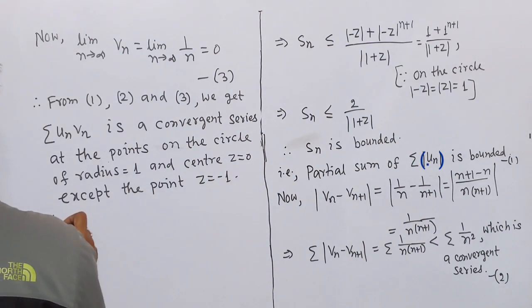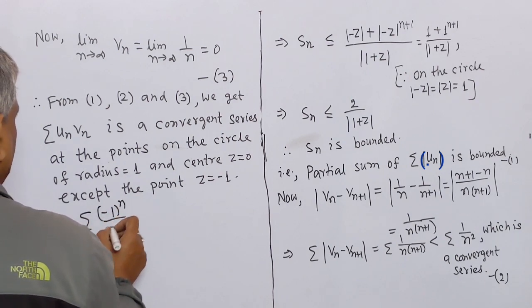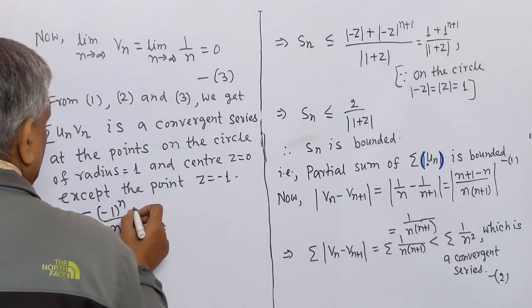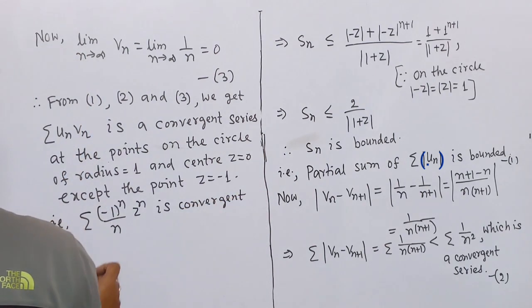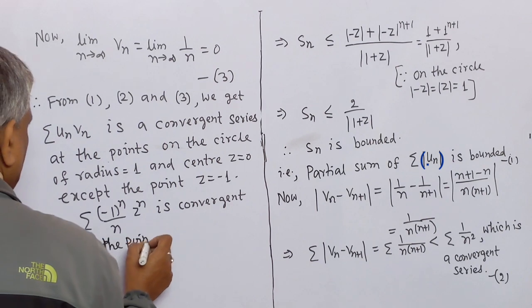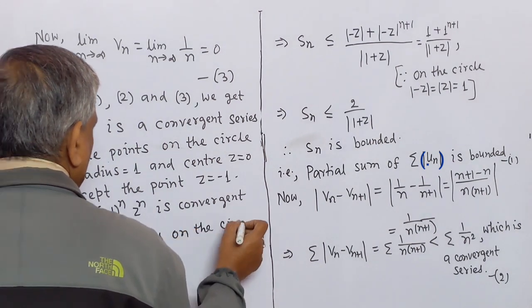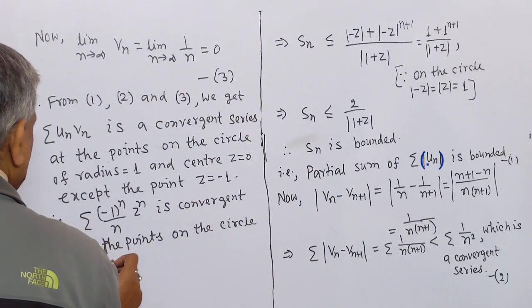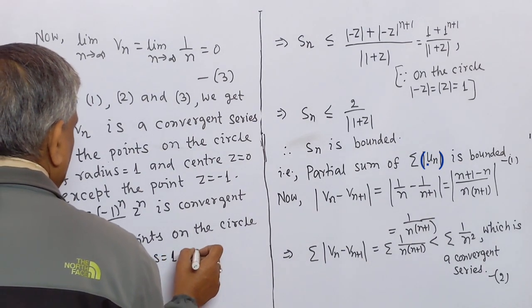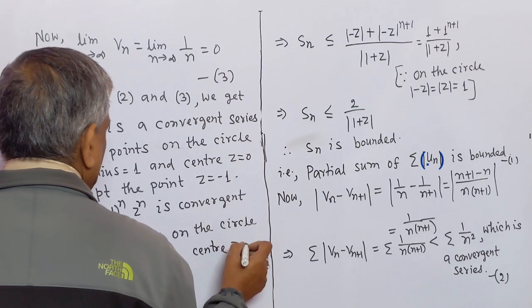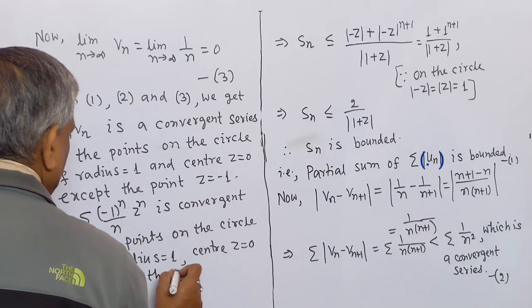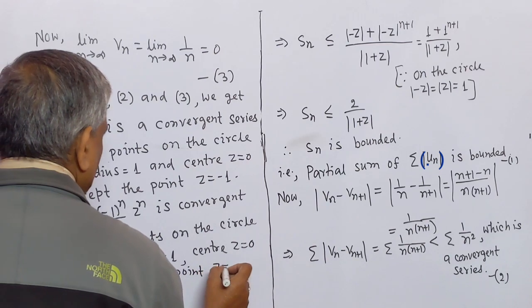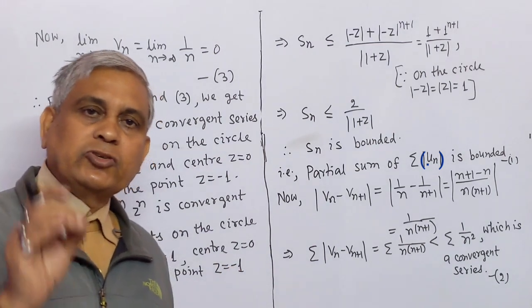That is, sigma minus 1 to the power n by n z to the power n is convergent at the points on the circle of radius 1, center z equal to 0, except the point z equal to minus 1. So our problem is solved.